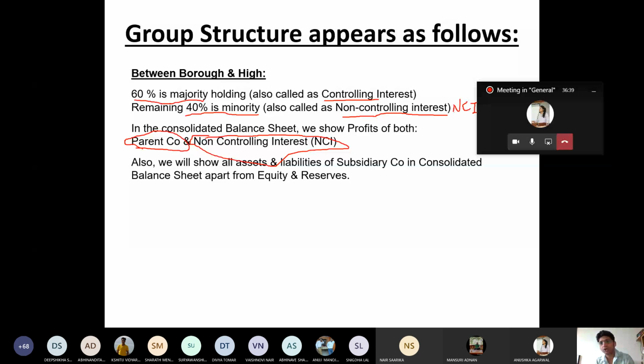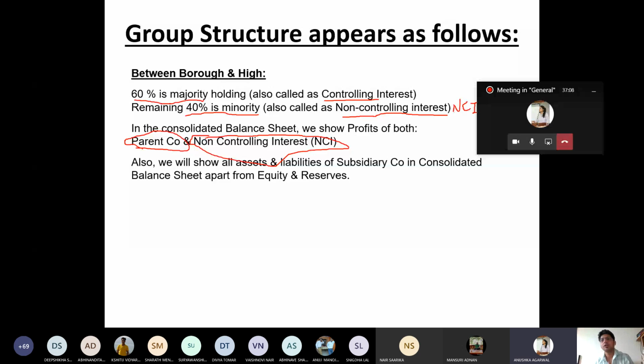So for example, after acquisition, your company has made a profit of 1 lakh. Doesn't it mean 60% of that profit you will give to me? Yes, sir. 60% of your profit you will give to me. So that 60% should be shown in my balance sheet, and the remaining 40% should be shown in your balance sheet.